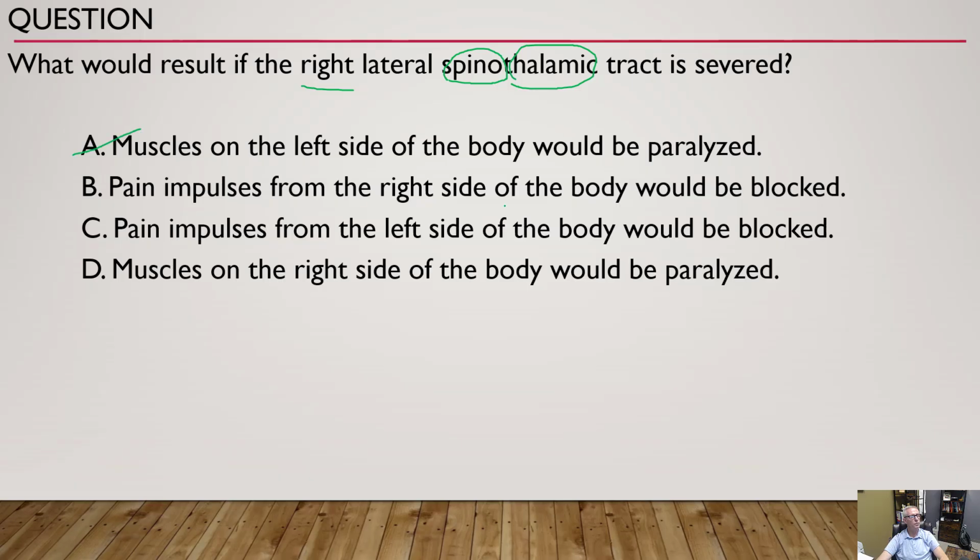Pain impulses from the right side of the body would be blocked. No, because remember, the right side of the brain controls the left side of the body, left side of the brain controls the right side of the body. So pain impulses from the left side of the body would be blocked. Yes. Muscles on the right side of the body would be paralyzed. No, that's a motor component.